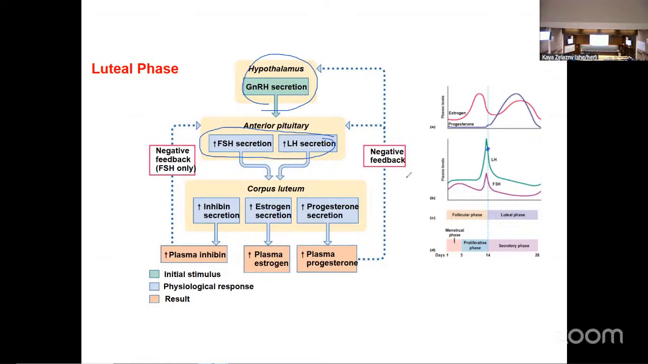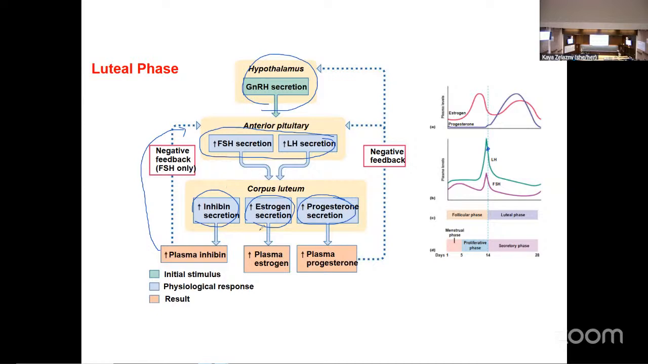Okay, so if we have these high levels of FSH and LH, we'd notice that from the corpus luteum, we're making estrogen, we're making progesterone, and we're producing some more inhibin. So we know that inhibin inhibits, so that's going to be suppressing our FSH secretion. So this is a negative feedback loop. So that inhibin is helping us turn off FSH, right?